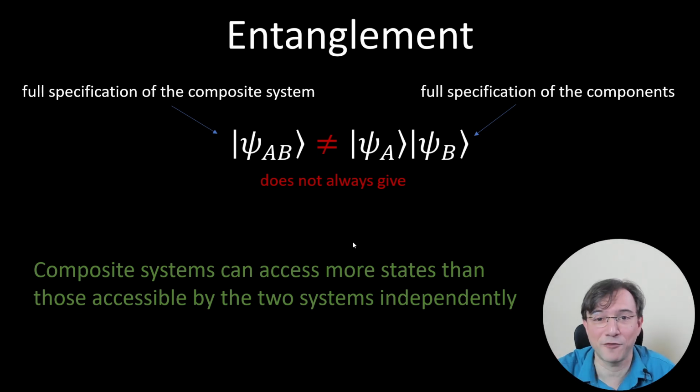Okay, let's proceed to another quantum effect, entanglement. What is entanglement? Well, entanglement means that if we have the full specification of a composite system, a composite system that is in a pure state, that does not always give us a full specification of the components. So we have some states in which the full system is well defined, but the components are not well defined. They are in a mixed state. And so the idea in quantum mechanics is that a composite system can access more states than those accessible by the two systems independently. So can we get something like that in classical mechanics?